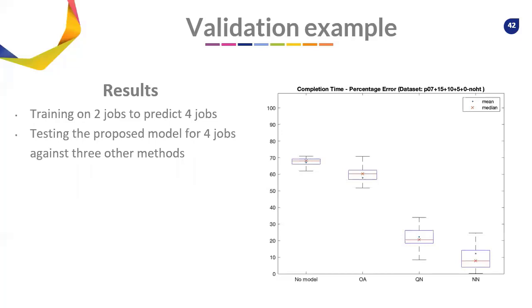Now, the training was done on 2 jobs to predict 4 jobs, and the testing was done with the proposed model for 4 jobs against 3 other methods, which were queuing theory, operational analysis, and no model. As can be seen in the figure on the right, the model is pretty accurate when we try to predict 4 jobs, when compared to the operational analysis, no model, and queuing theory models, using the mean percentage error as can be seen in the figure here.